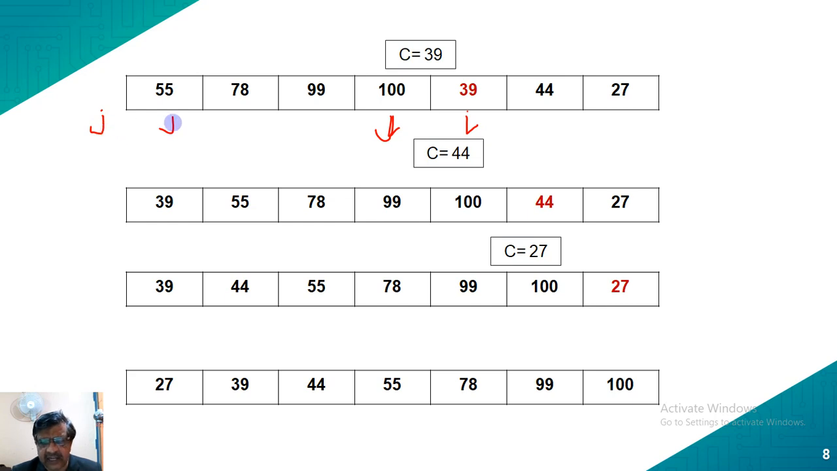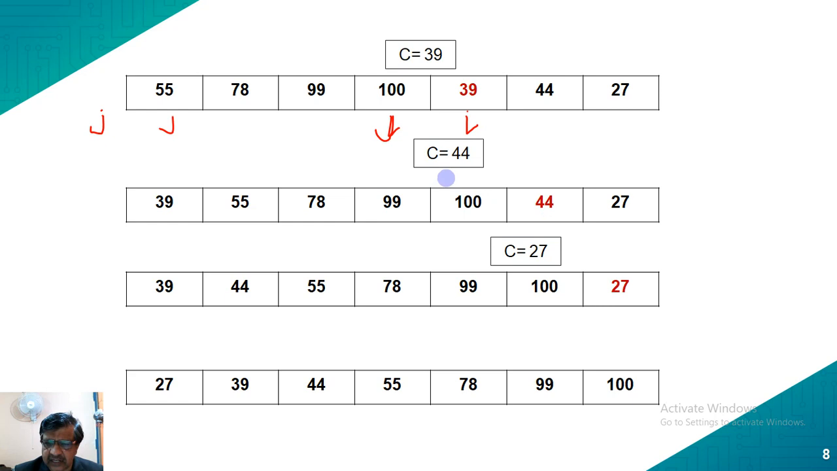Then A of j, the 55, is compared with the 39. Therefore 55 will be moved over here and 39 will occupy this particular place. So this particular place is once again designated as j plus 1. Right, now it is a turn for 44.